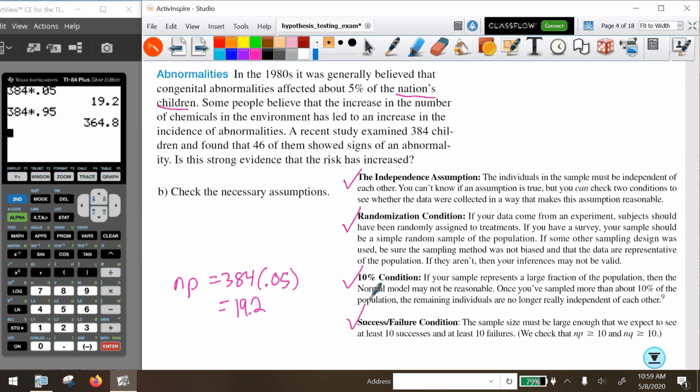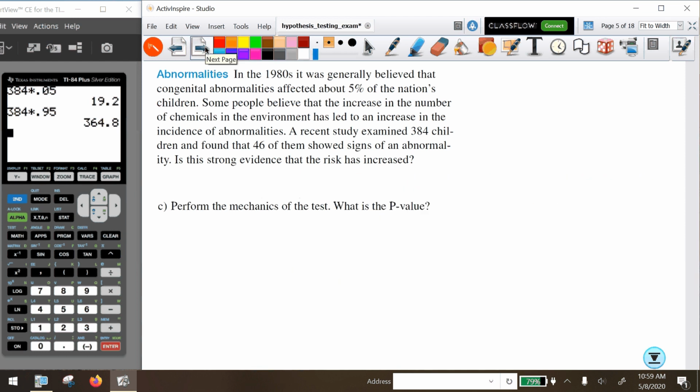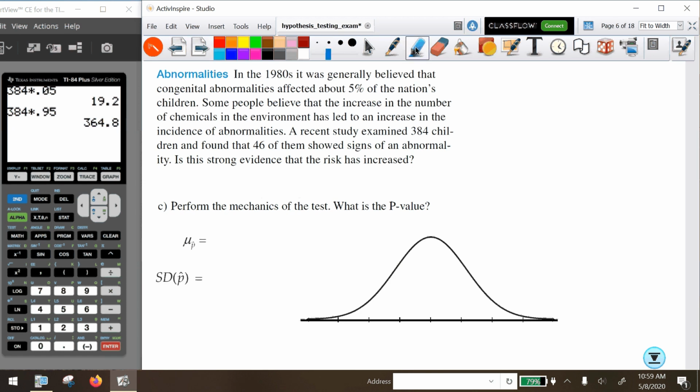All right, so all of our necessary assumptions are satisfied. We can start performing the mechanics of the test and finding the p-value. So what we mean by perform the mechanics of the test is we basically construct a normal model based on the null hypothesis. The null hypothesis was that only 5% of the nation's children were affected, and that's what we're going to set as our mean. That's going to go right in the center here. So our mean is 5%. And the standard deviation, we're going to use this formula, and the sample size here, 384, that goes in the denominator.